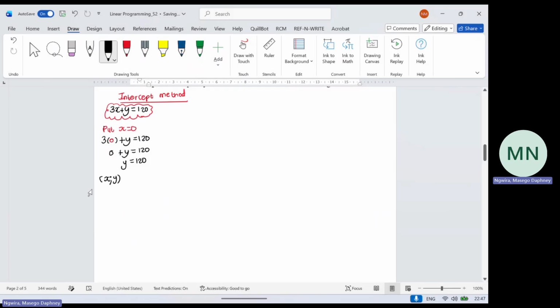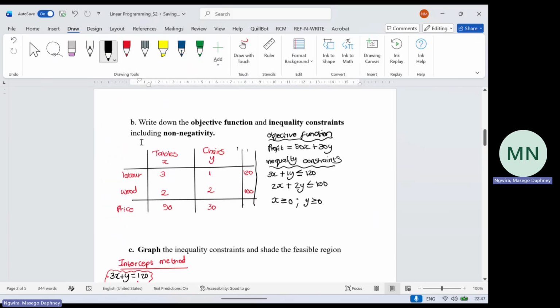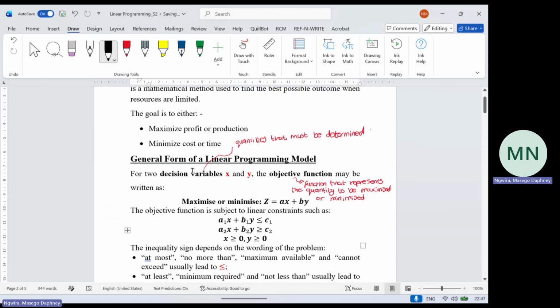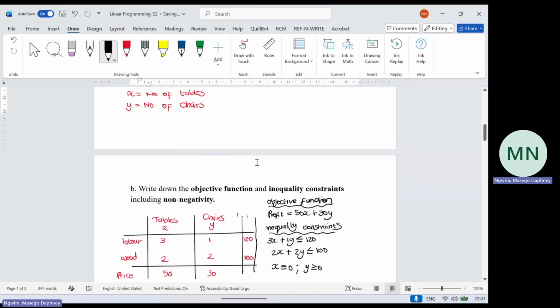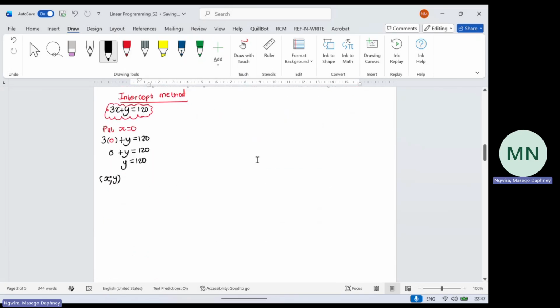We're going to use x and y on our graph. When we draw the graph, our independent and dependent variables are going to be x and y, because remember, we spoke about this when we started. We said that our decision variables are x and y. So we're going to be talking about x and y now. My point must be in the form of x and y like this. So you always start with x.